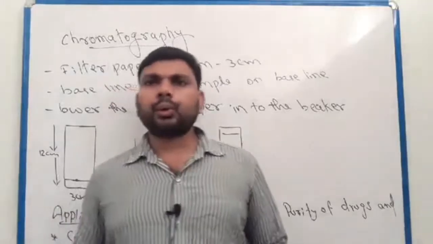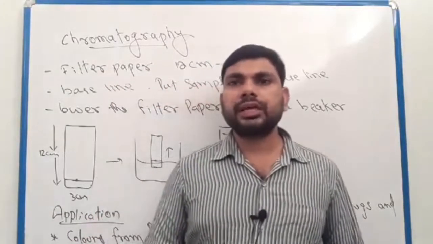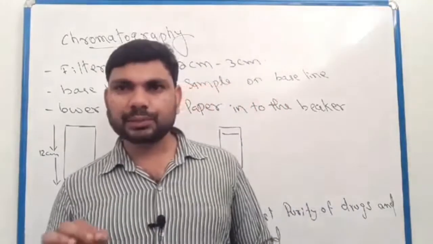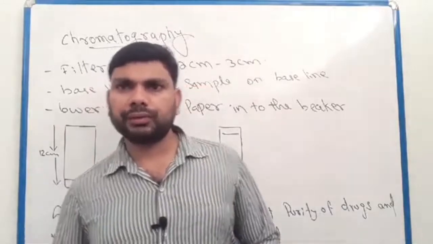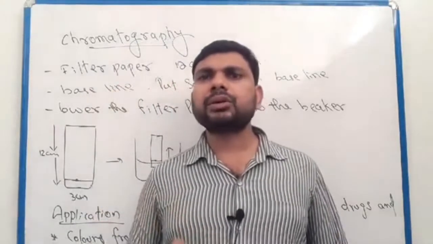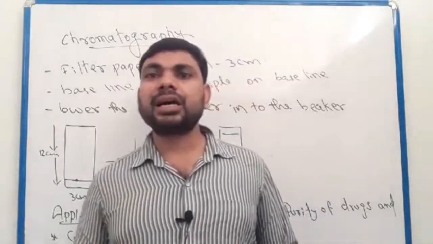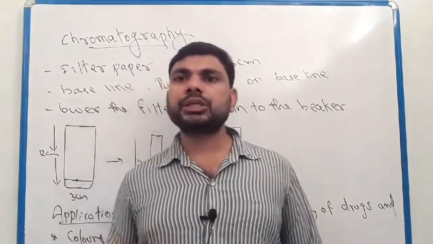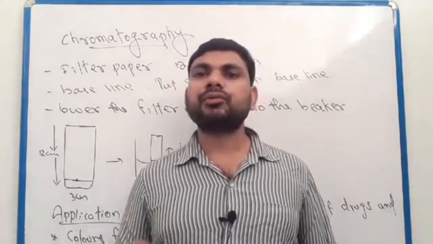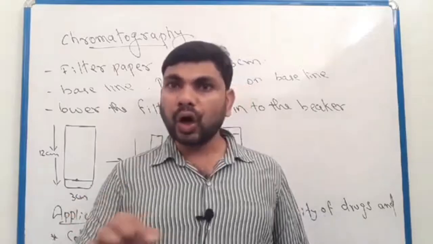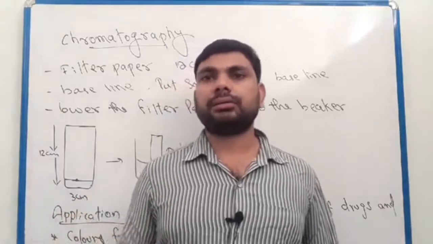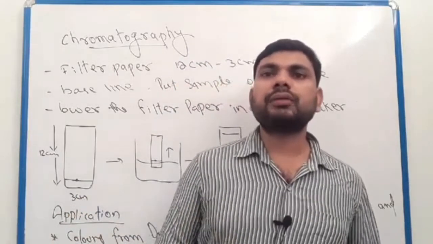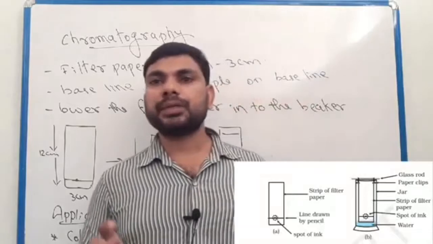Okay, next one we have to discuss here, chromatography. The next method of separation, chromatography. Chromatography is a method of separation to separate colored mixtures. Colored components or colored mixtures can be separated with the help of chromatography. Chrome means color, so chromatography is used to separate colored mixtures.